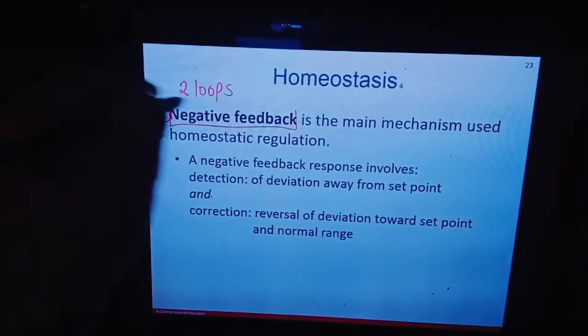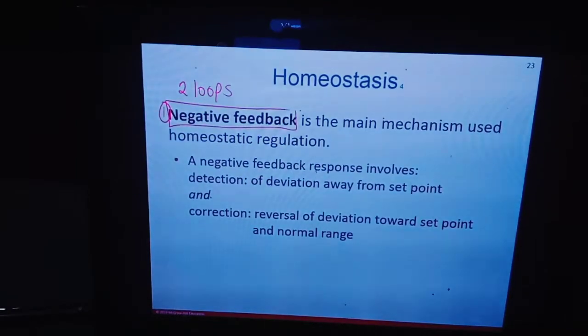We need to understand this, guys. Negative feedback is the main mechanism used in homeostatic regulation. A negative feedback response involves detection of deviation away from the set point and correction, or reversal, of the deviation toward the set point and normal range. What does that mean? Is it hard to understand, this negative feedback loop?